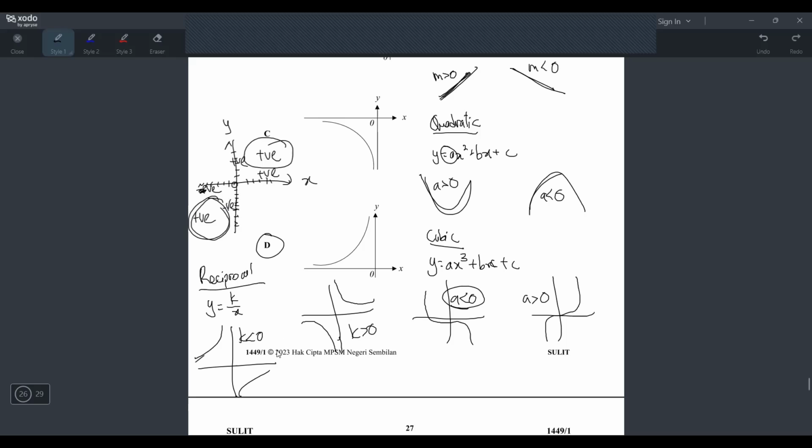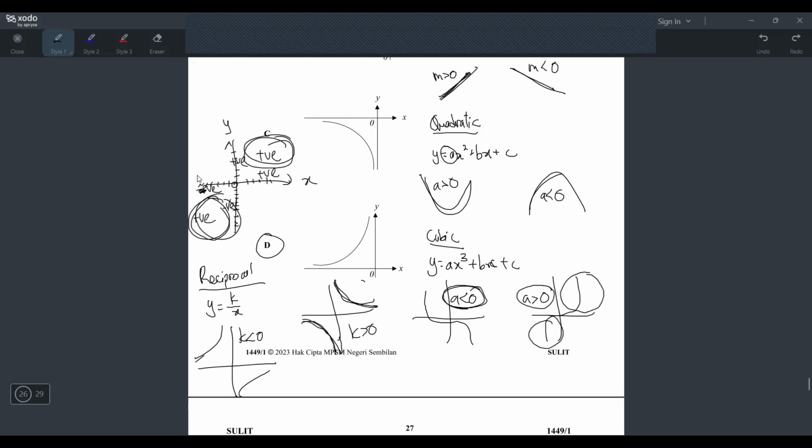It means when your A is positive, sorry, this one is A negative. This one, when your A is positive, bigger than 0, can you see it starts here and it ends here? It's at the positive region of the graph, right? Same with the reciprocal. When your K is positive, look at where your graph is located: here and here, which is the positive region. And for the cubic, also it will look like this. So this is how I hafal.